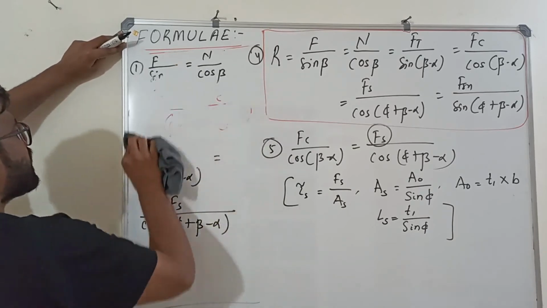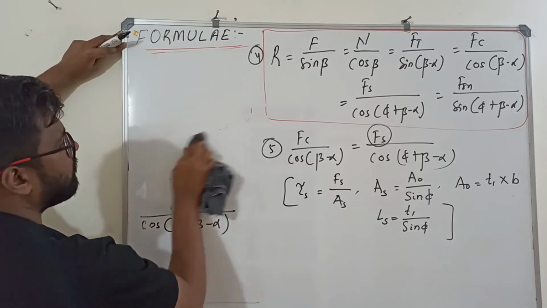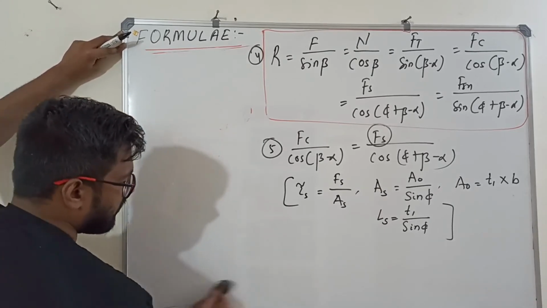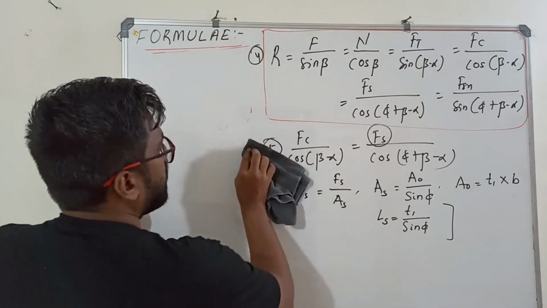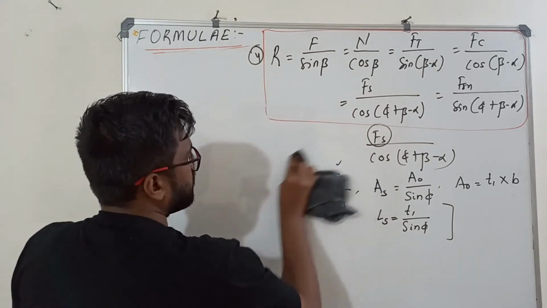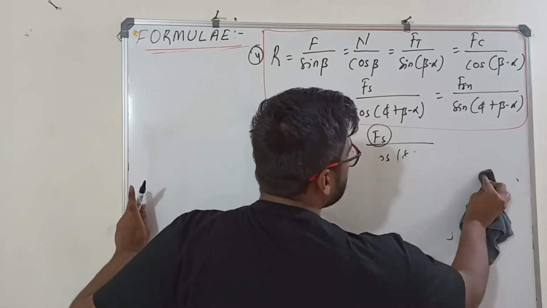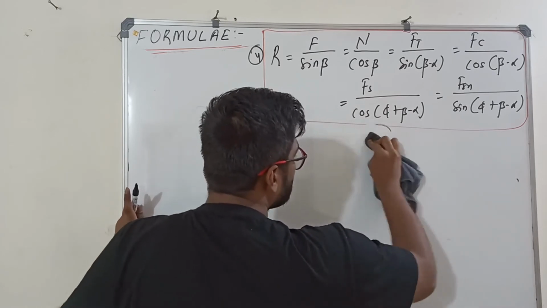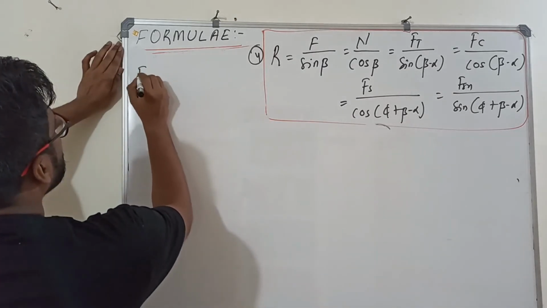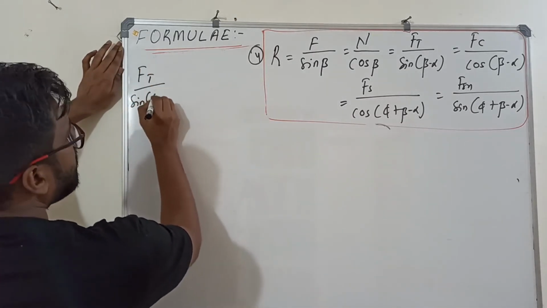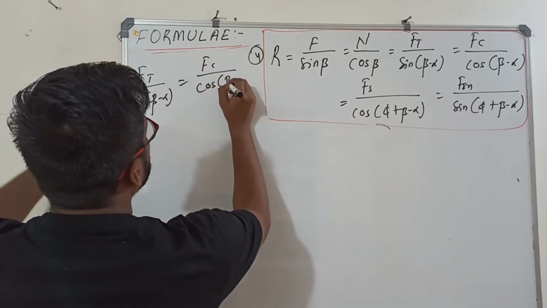Now the sixth is, we are going to extend the formula a little first, and we'll see how that goes. I'm just erasing this fifth one. I need the fourth one to derive further. So we have Ft by sin(beta minus alpha) equal to Fc by cos(beta minus alpha). Now let me take that point. Ft by sin(beta minus alpha) is equal to Fc by cos(beta minus alpha).